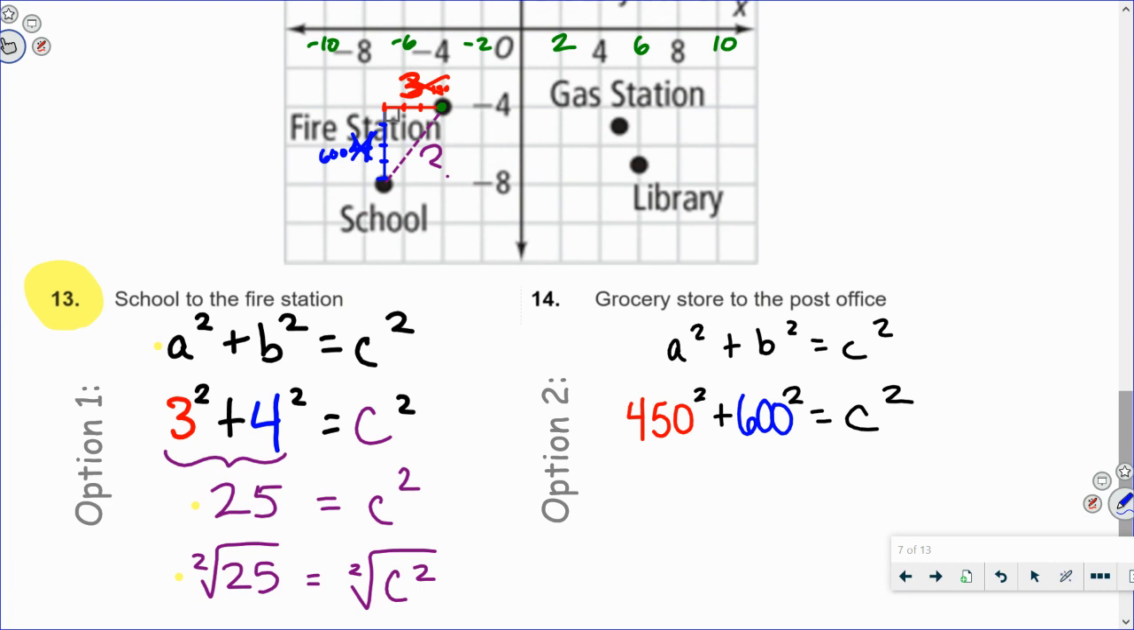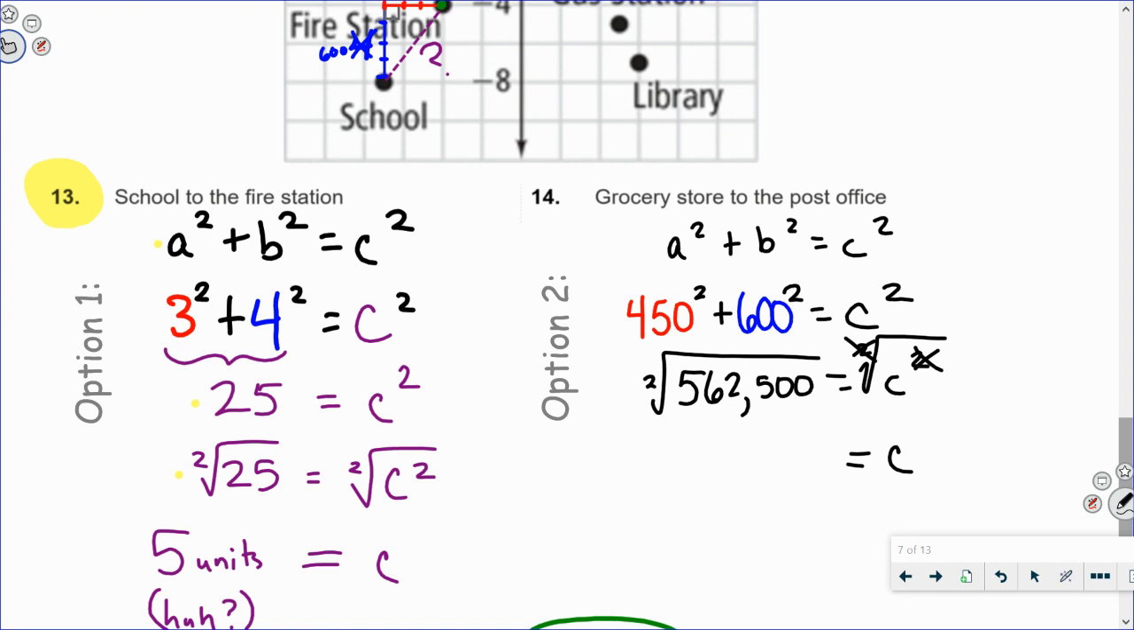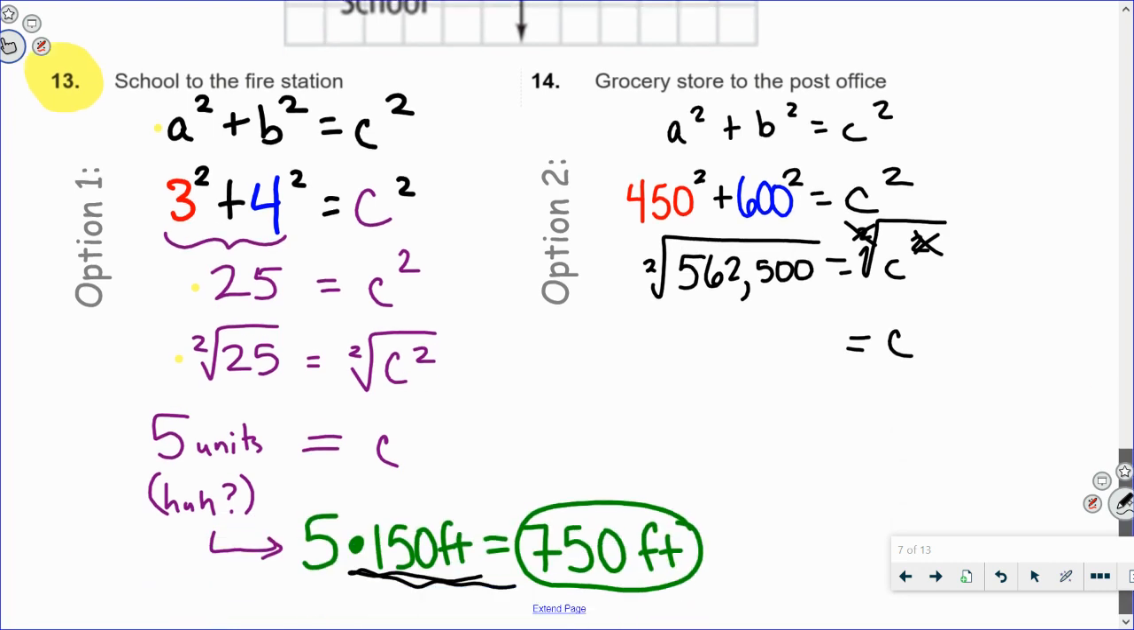Now at this point, a calculator is quite all right. So if I take 450 squared plus 600 squared, it will be 562,500. Now remember, that's the square of c. So let's take the square root of both sides. I'm not even going to bother with the plus or minus. And would you look at that? Square root of 562,500 is still 750. Now, quite honestly, I like the first method a little better, but I need to warn you of something.